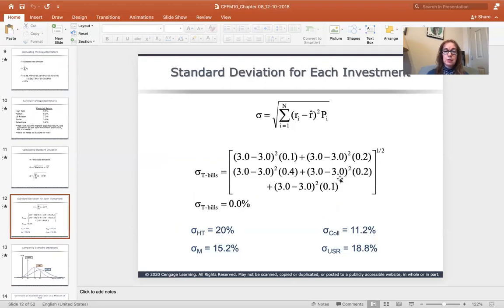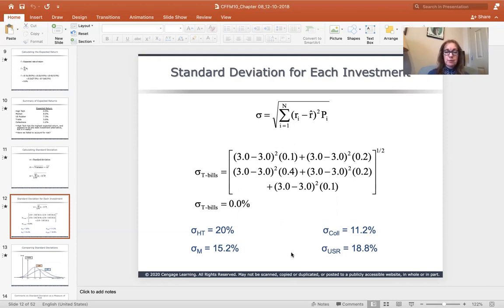So go ahead and, as practice, try to calculate the standard deviation for high tech. Go back and look at that slide and put in the first return for high tech minus the expected return squared times 0.1, plus the next return for high tech minus the average squared, and so forth. Try to work at least one of these problems so you know how to calculate the standard deviation. So that shows the risk.